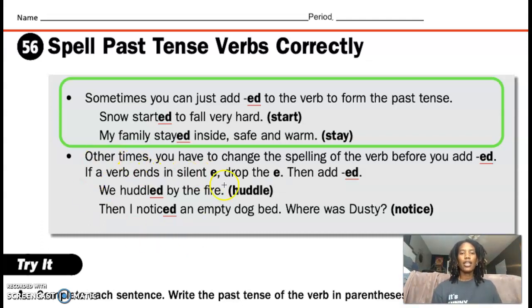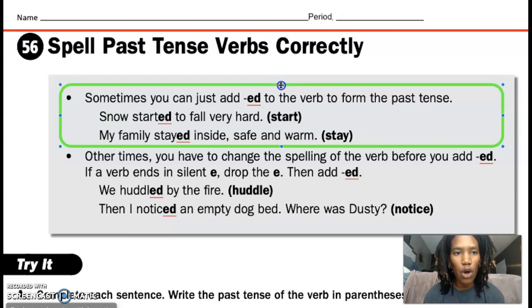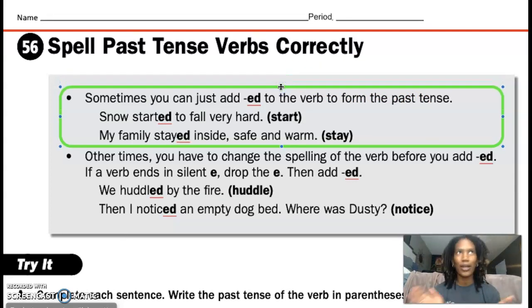Now, the part that I have highlighted in green, this is what we talked about last week when you did the worksheet that says use past tense verbs. Now we're going to talk about spelling these verbs correctly. All right. So for this first one, it says sometimes you can just add ed to the verb to form the past tense. Okay, so this is what we talked about last week. All we did was add ed to the verb.